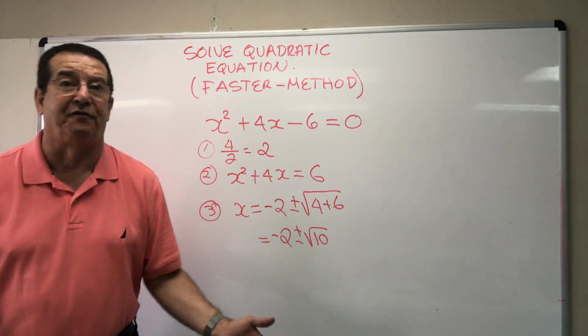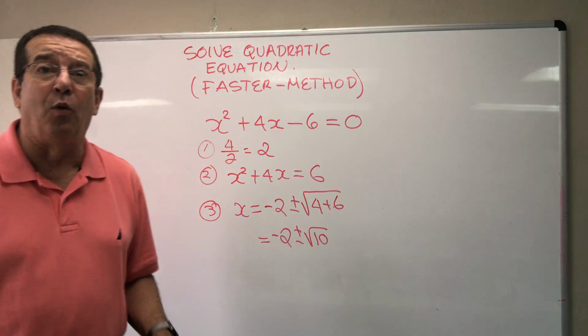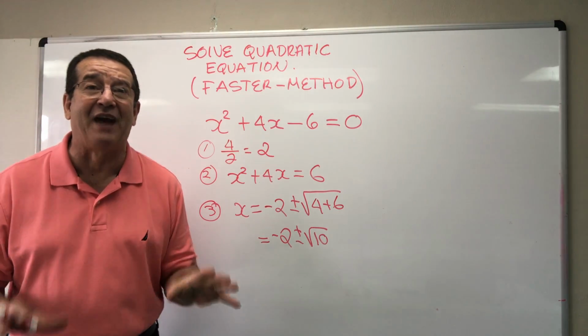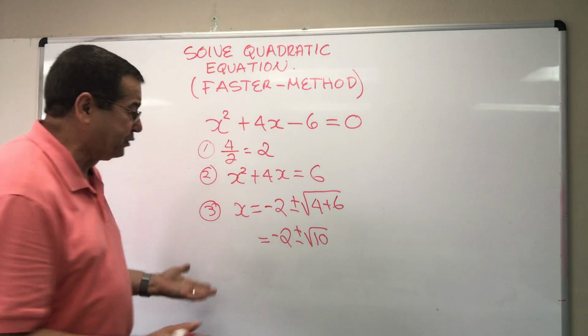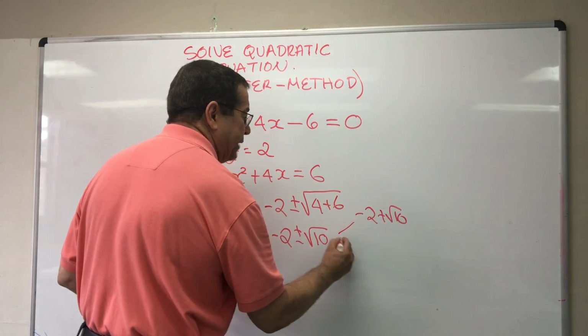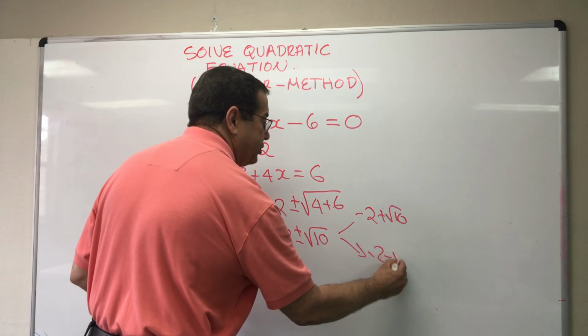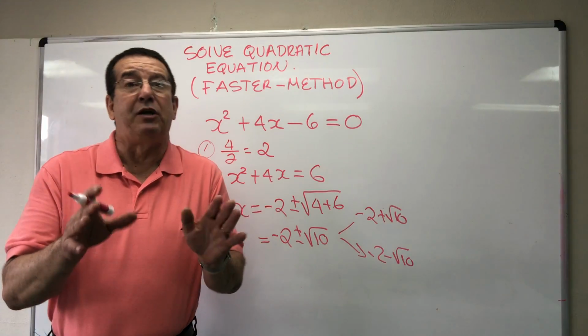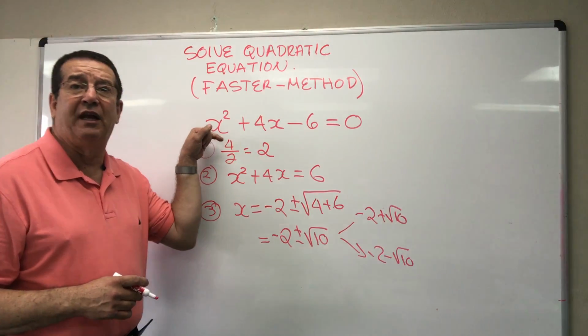Very simple, very fast, and very easy. I don't know why many teachers complicate teaching this situation. It's very, very easy. Now finally I have two solutions: negative 2 plus square root 10 and negative 2 minus square root 10. My two solutions. Okay? Maybe you're asking, well, what happens when the coefficient here is not 1?